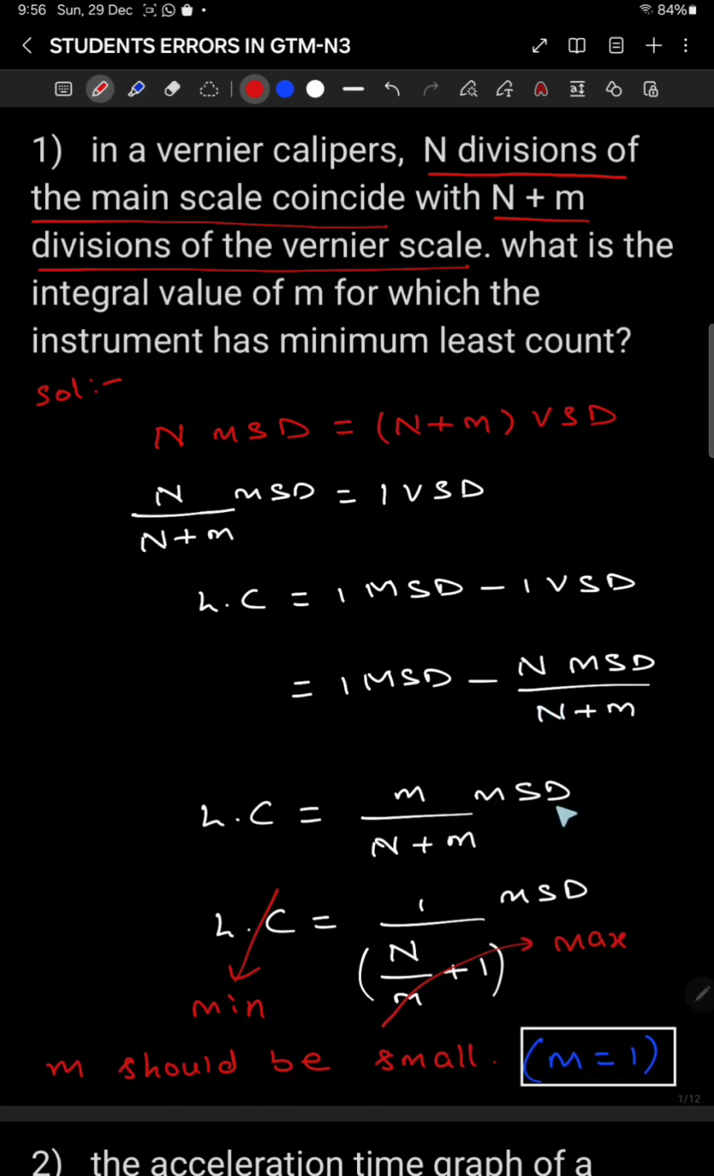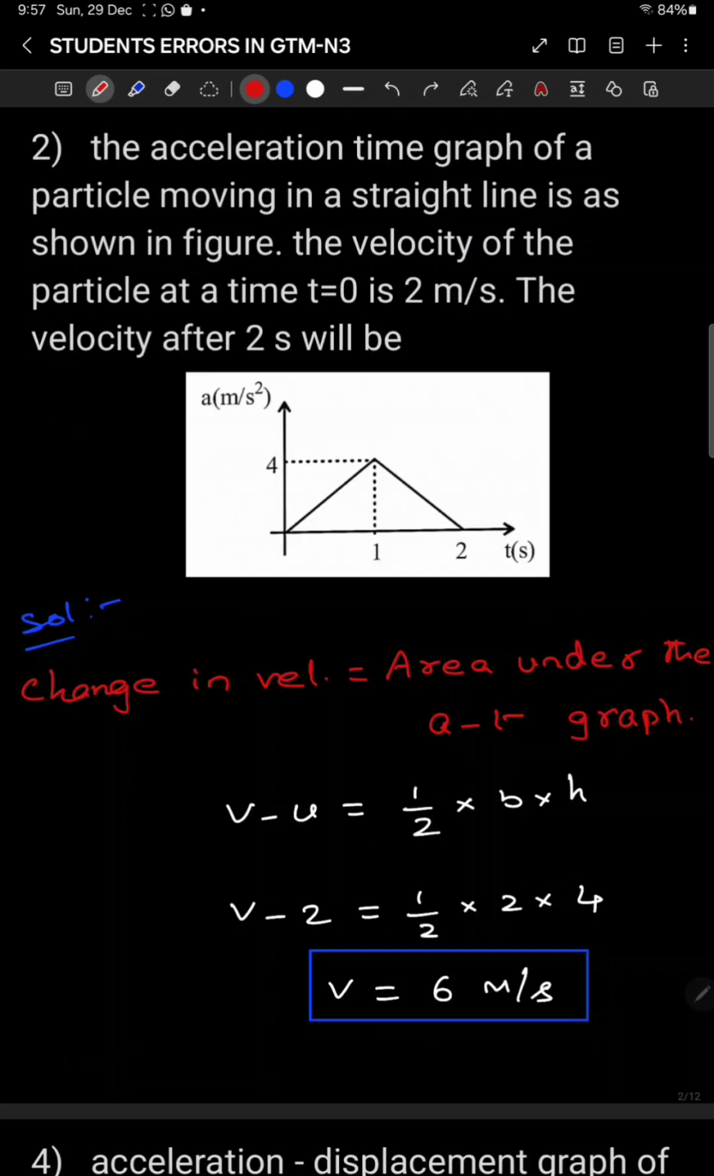So we can make MSD common and do LCM. You will get like this. To have least count minimum, denominator should be maximum. To have denominator maximum, m should be minimum. Minimum m value is an integer, they told. It's 1, a positive integer. It should be 1. So the option also is given 1. Let's go to next question.